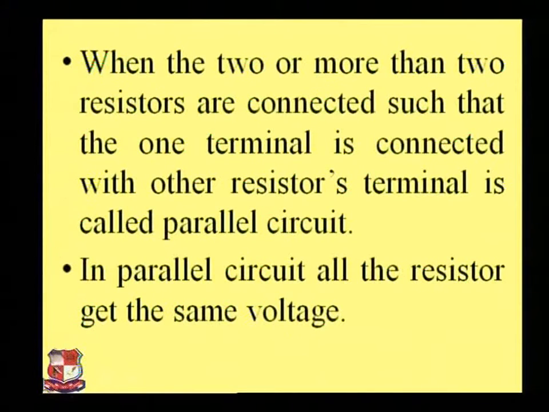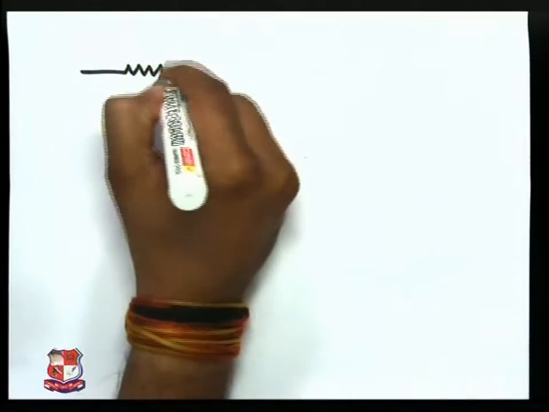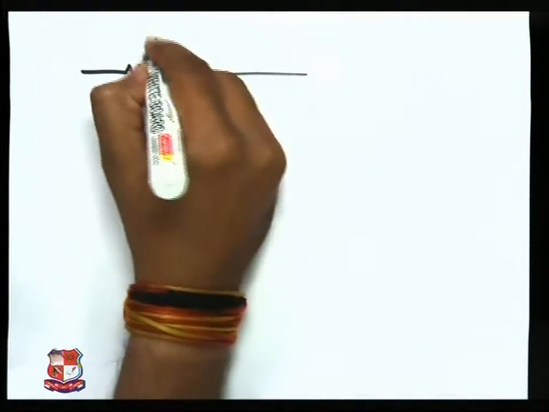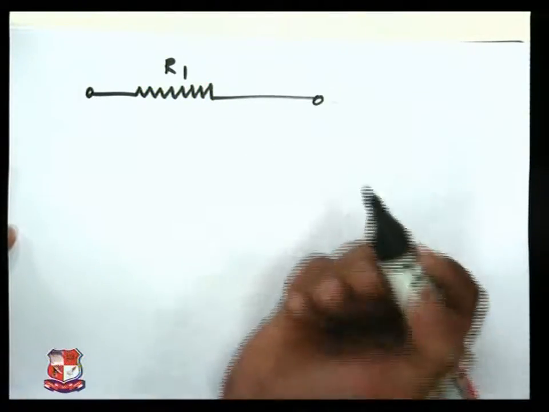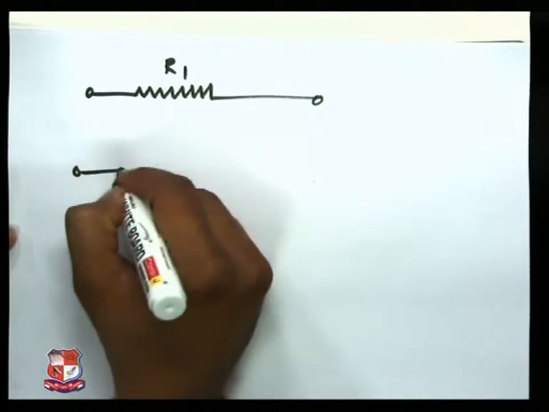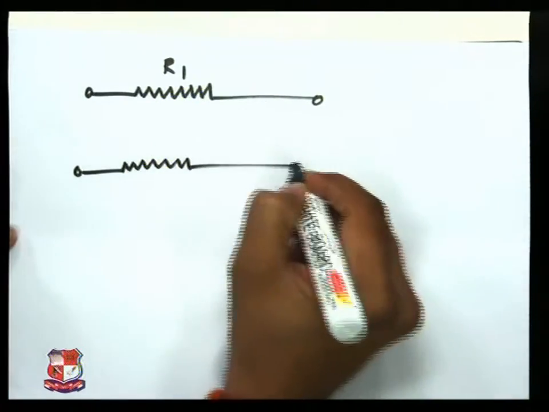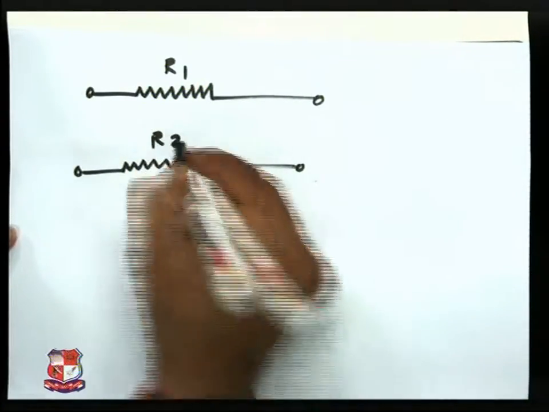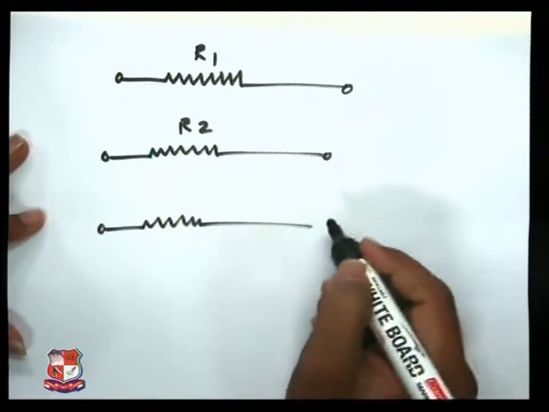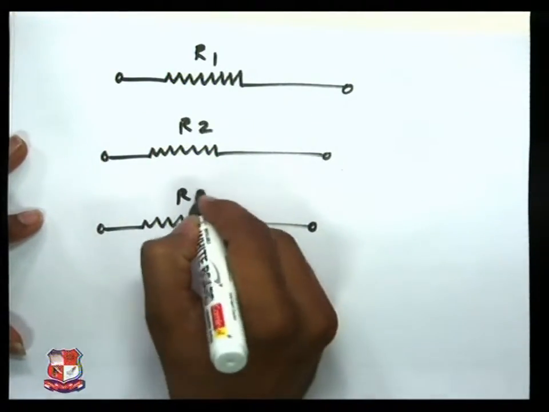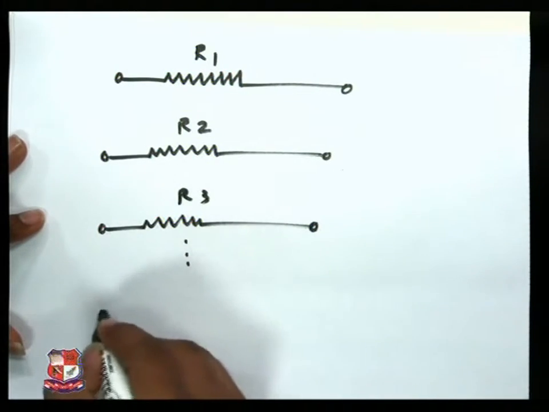I am just drawing the circuit for the n resistors. This one is resistor R1, the two terminals of the resistor, the second resistor R2, resistor R3, and so on.